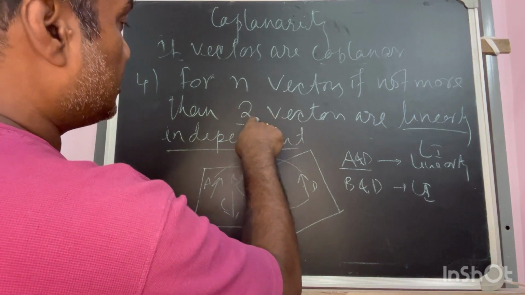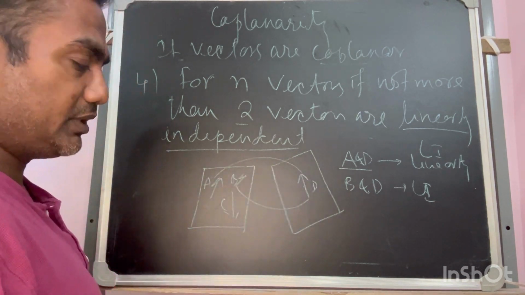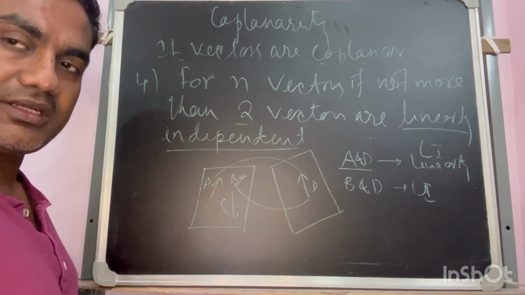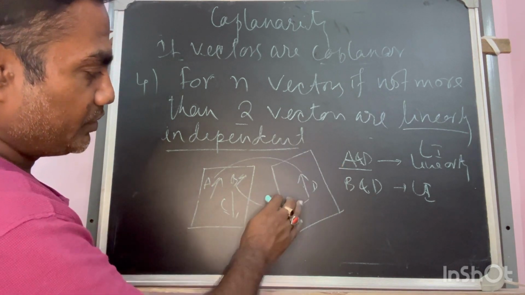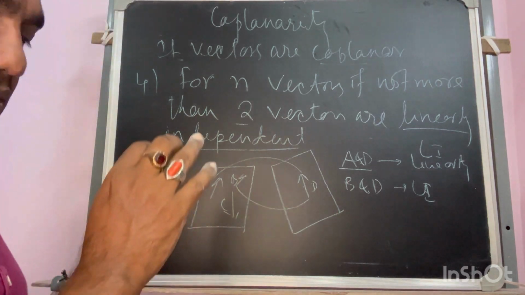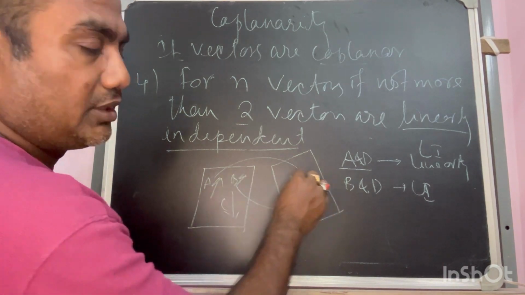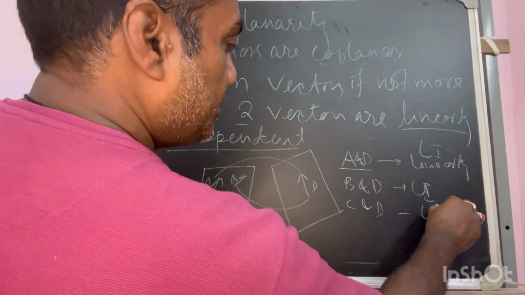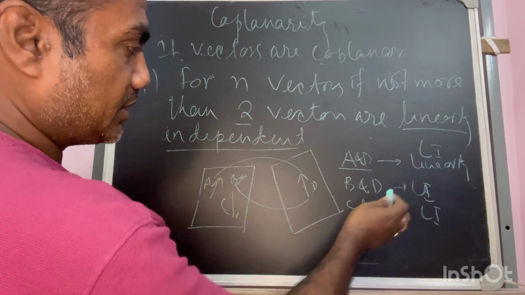So the definition says not more than two vectors will be linearly independent, but here a and d are linearly independent, b and d are linearly independent, because only if they are in the same plane or a parallel plane are they coplanar. But I am assuming some plane which is not parallel. So a and d will be linearly independent, and if a, b and c are lying in the same plane, b is also linearly independent with d, and c and d are also linearly independent. But our maximum flexibility is two vectors which are linearly independent, and here it is more than two.